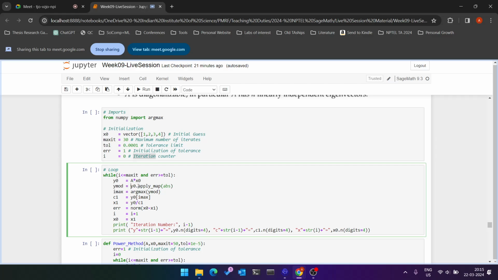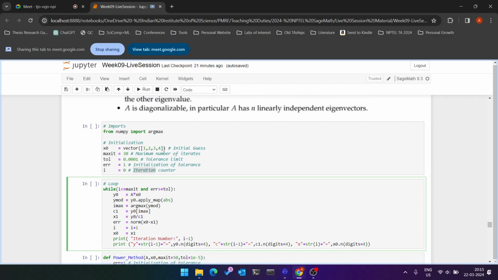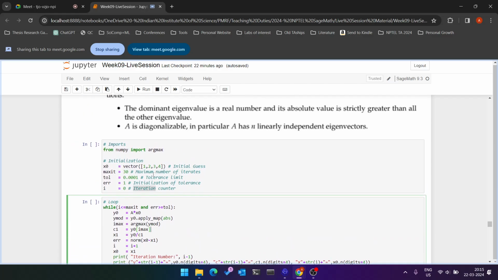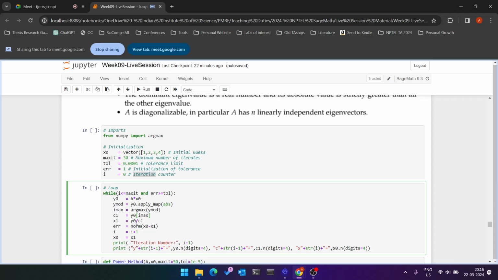First specify another vector which has all positive values, the absolute values of all the entries of the vector, and find out the maximum value. So suppose it's 1, 2, 3, 4, then 4 is the maximum value, and divide this entire vector by 4. This is what the algorithm is for the power method. So the maximum of these entries is 1. So x1 is y0 by c1. C1 is the maximum of the values in the vector.